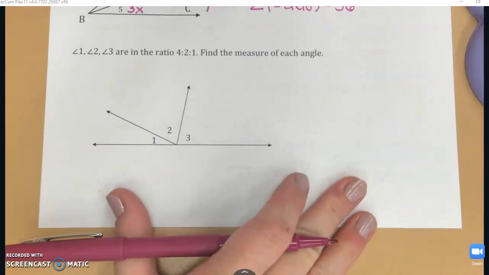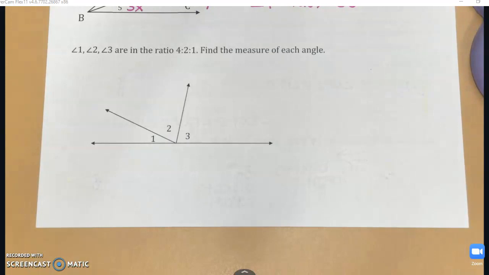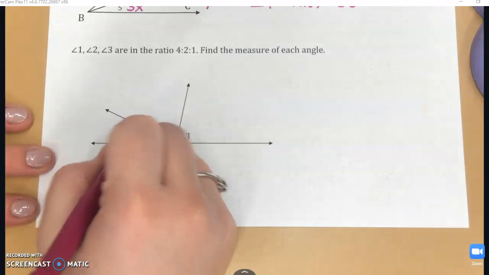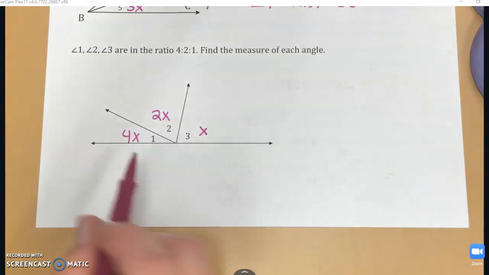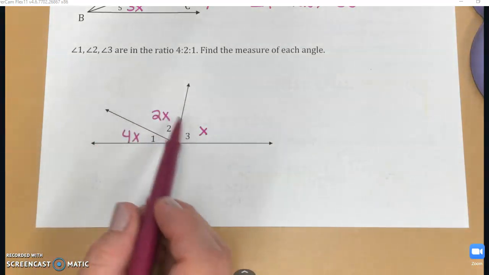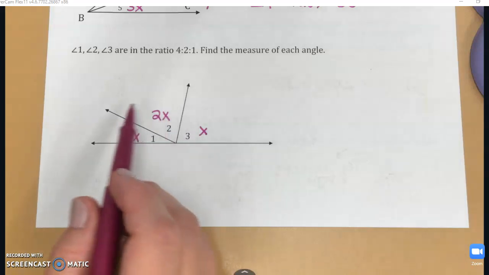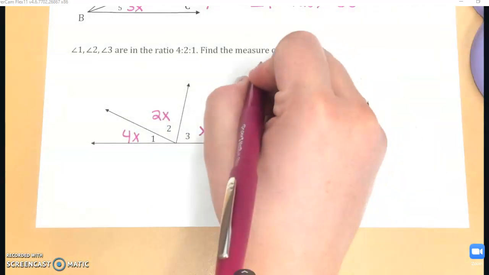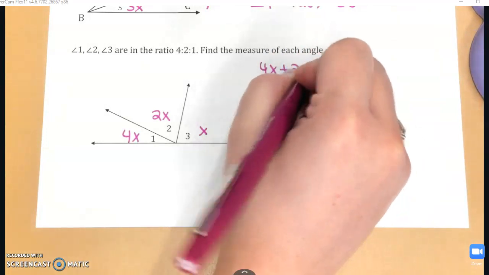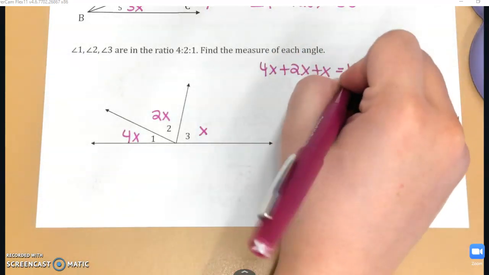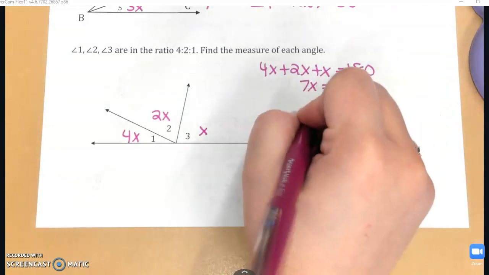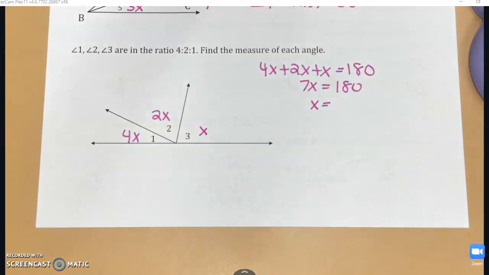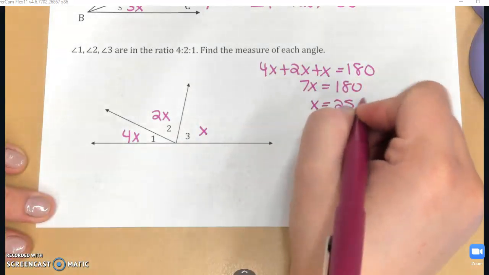Okay, and then last but not least, angles 1, 2, and 3 are in the ratio 4 to 2 to 1. So that's going to be 4x, 2x, and x. Find the measure of each angle. Well, I can assume that these 3 angles are forming a straight angle, which is 180 degrees. So 4x plus 2x plus x is 180. I can solve this, and unfortunately, I'm not going to get a pretty number. I'm just going to round this to 1 decimal place, and that's going to be 25.7.